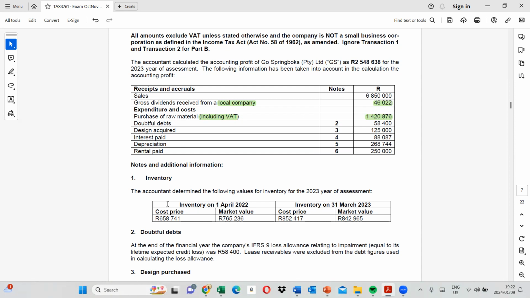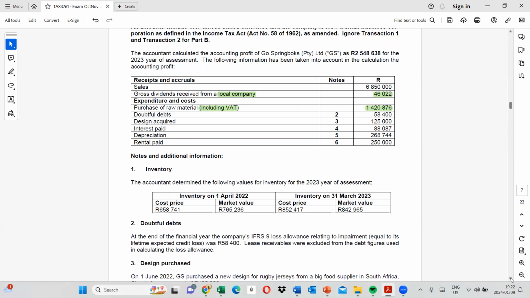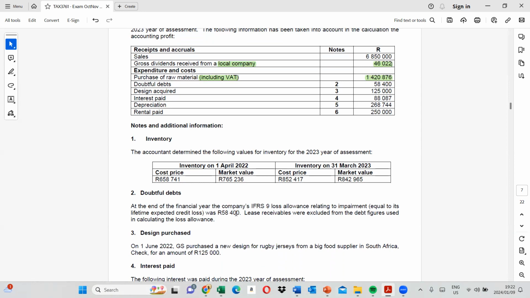Now let's quickly look at it, to see what is going on in terms of the doubtful debts. Let's start with doubtful debt, then we'll come to inventory. So at the end of the financial year, the company's IFRS 9 loss allowance relating to impairment equal to its lifetime expected credit loss was 58,400. Lease receivables were excluded from the debt figure used in calculating the allowance.